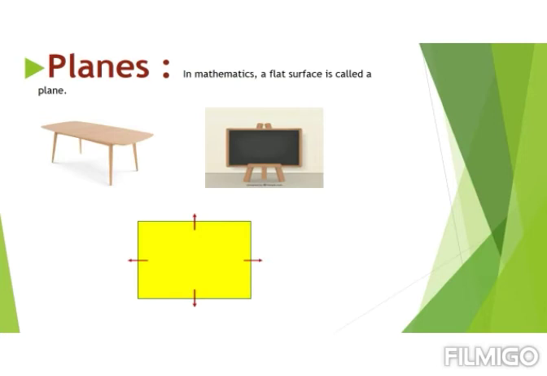Now we will take this yellow color plane. We will name it as H. Here you can see four arrows on the four sides of the plane. Even if we see the plane is of this size, but this arrow indicates that we can extend the plane as much as we want.